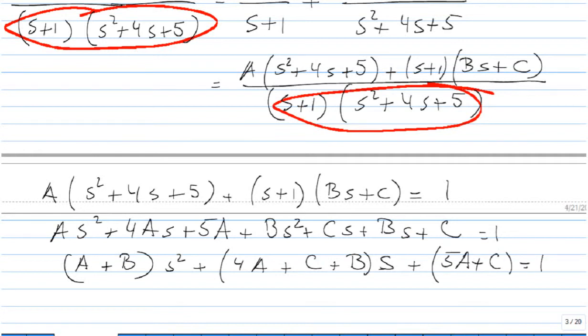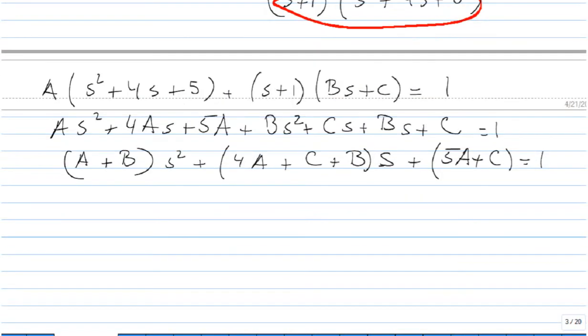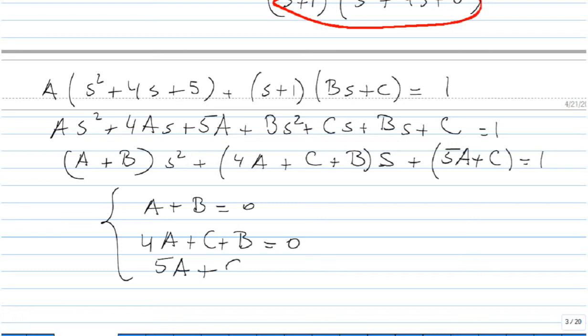equals 1. So since we don't have an s squared on the right hand side, we get that a plus b equals 0. No s: 4a plus c plus b equals 0. And finally, 5a plus c equals 1.